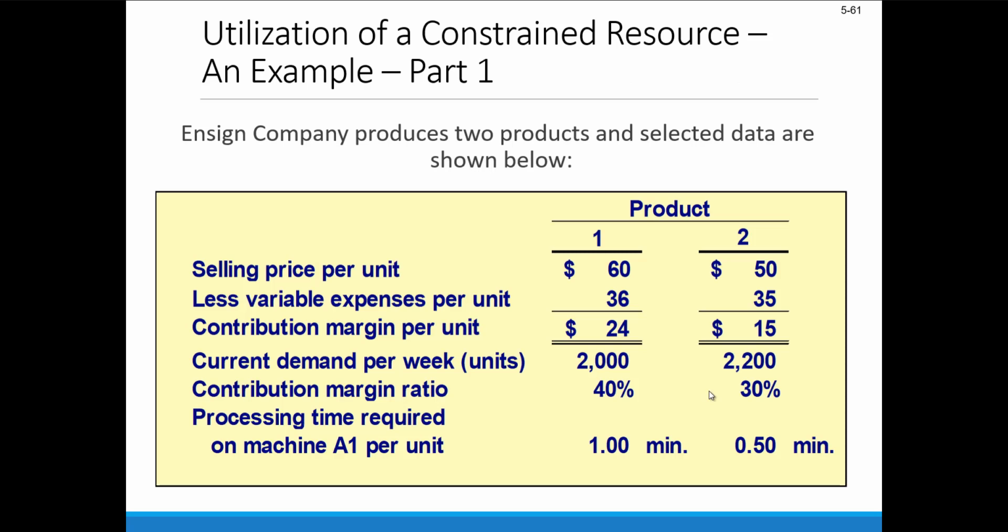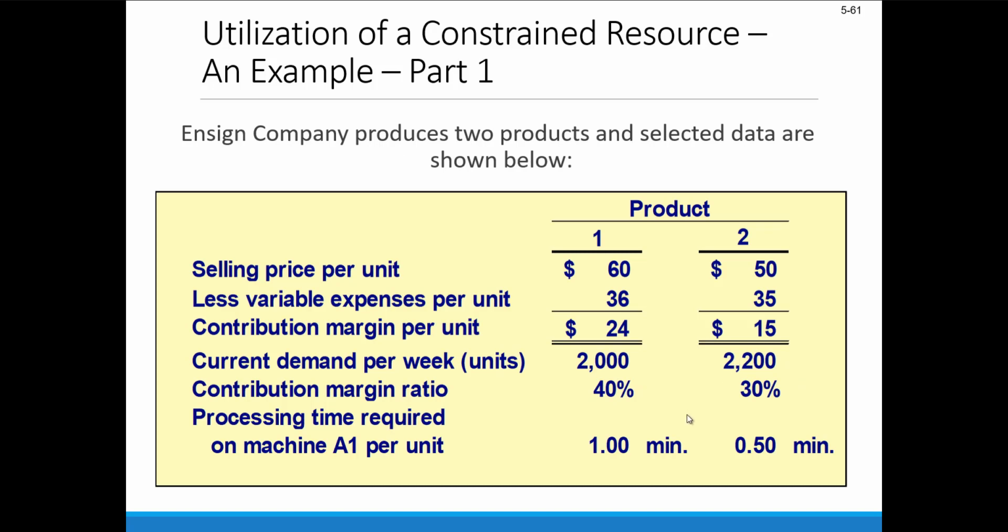Let's look at an example. Let's say that Ensign Company makes two products, and here's some data related to them. The first sells for $60 and has a CM per unit of $24. The second sells for $50 and has a CM per unit of $15. Now the current demand per week is 2,000 units of each. The first, as we note from the data above, has a 40% CM ratio. Second has a 30% CM ratio.